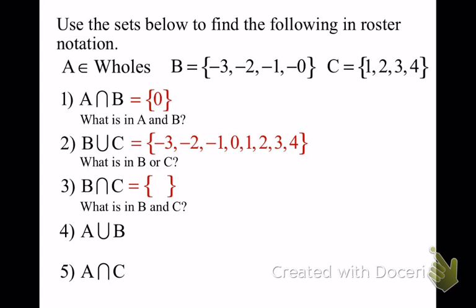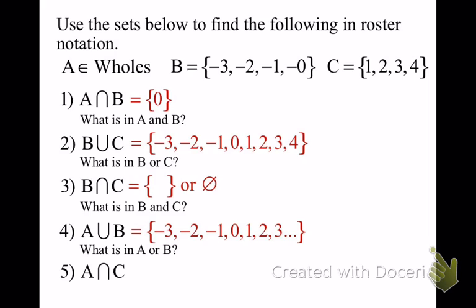A union B. Now look how we write this. The wholes start at 0, right? 0, 1, 2, 3, 4. But so I'm going to list these first. And then I'm going to continue into my wholes and show a dot, dot, dot in the whole direction. Does that make sense? And then A intersecting C. The intersecting is just what they have in common. Jesse? 1, 2, 3, 4. Yep. And that's your lesson. So, okay.